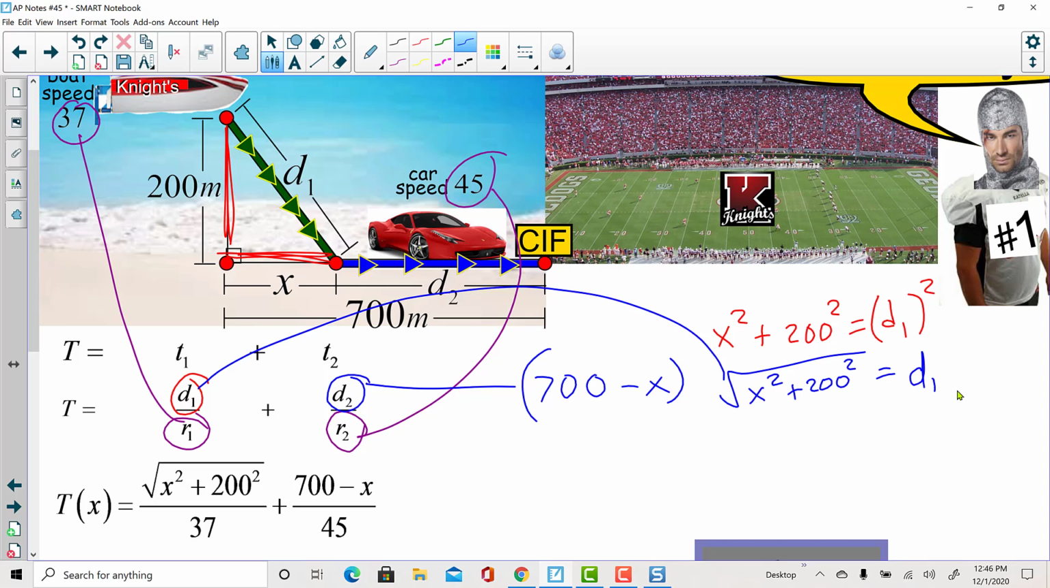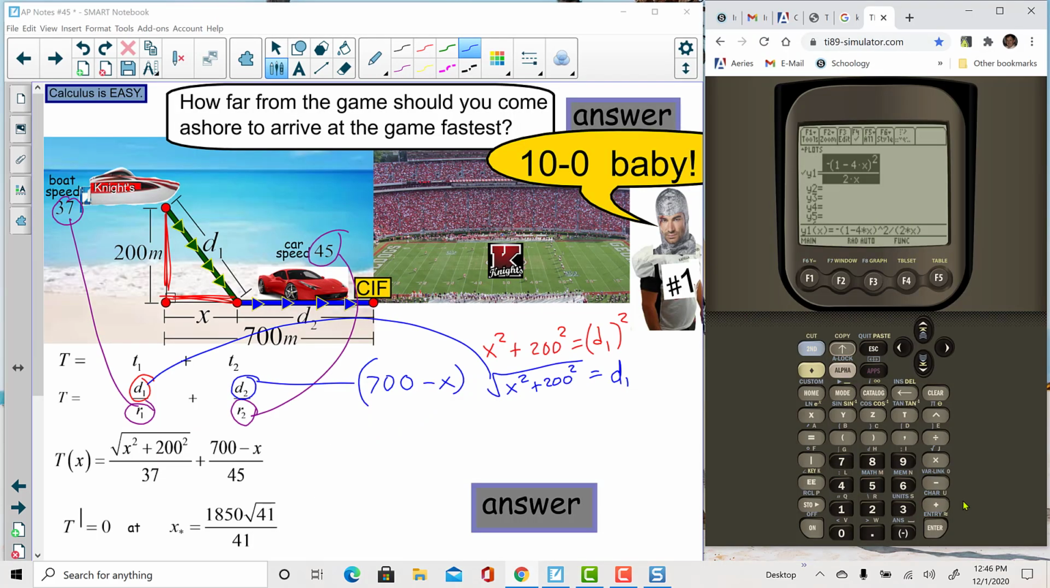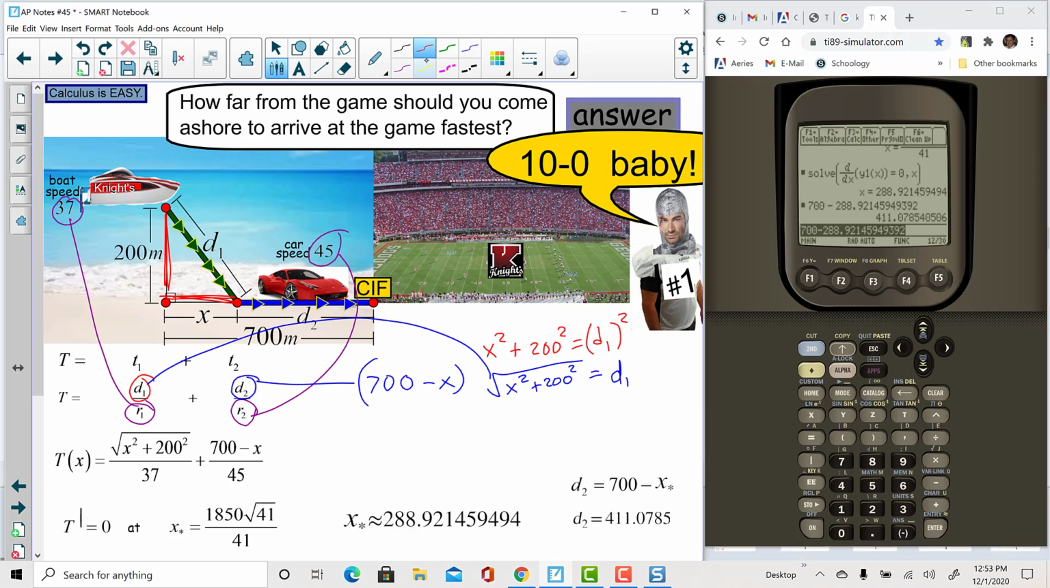So let's plug this into a graphing calculator and see what we get. We're going to type that equation on y1. Then we'll go to the home screen and we'll solve where the derivative is 0 to get our critical numbers. Now the calculator is giving us this number for our critical number, but we got to be careful. Is that the answer? Is that what they're asking for?